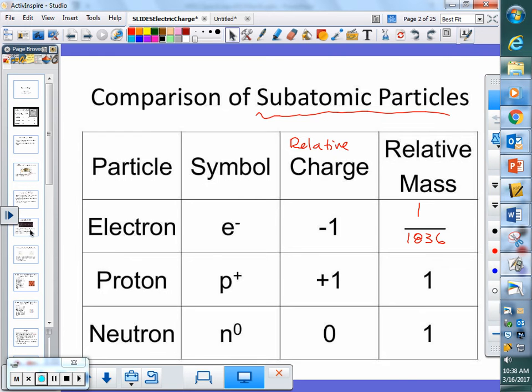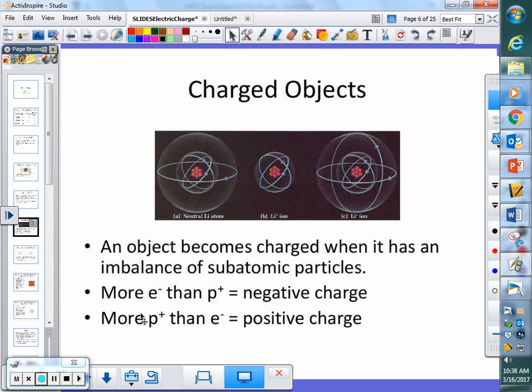And we talked about the idea that depending on how many electrons and how many protons an atom contains, it can then either be charged positively, negatively, or not charged at all. If the number of protons and electrons is the same, it's not charged. If it has more electrons than protons, it's negatively charged. If it has more protons than electrons, it has a positive charge.